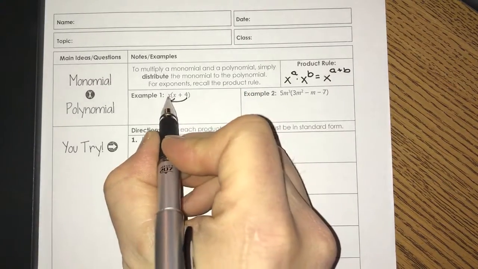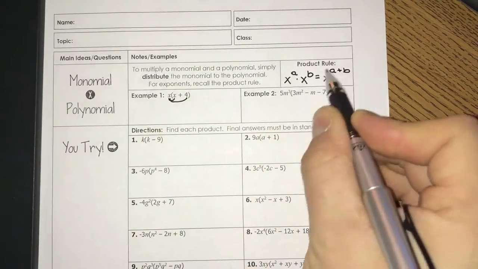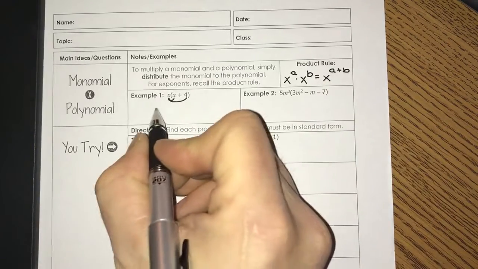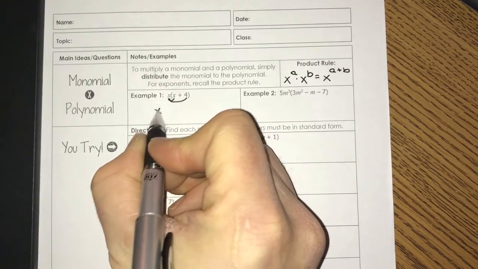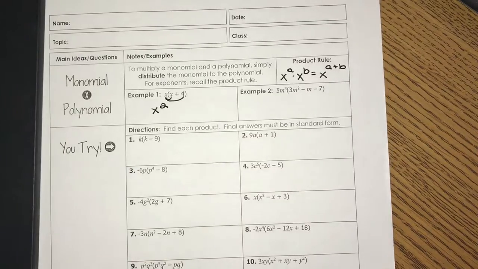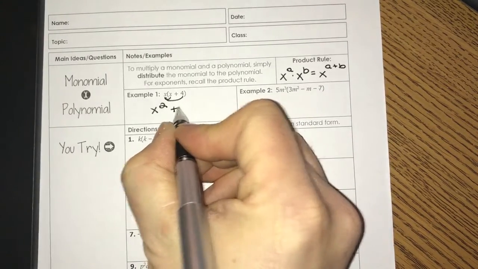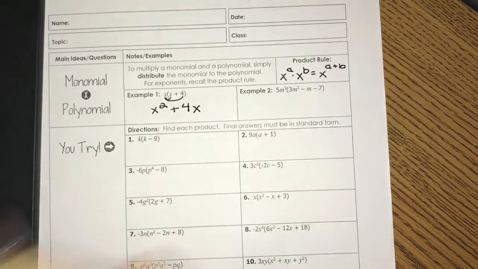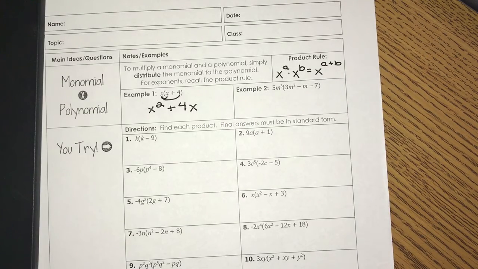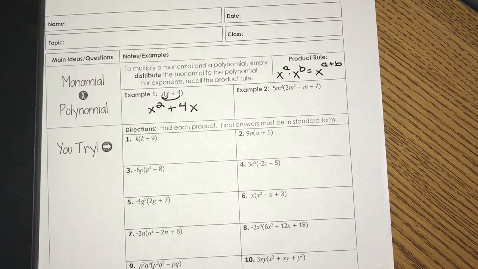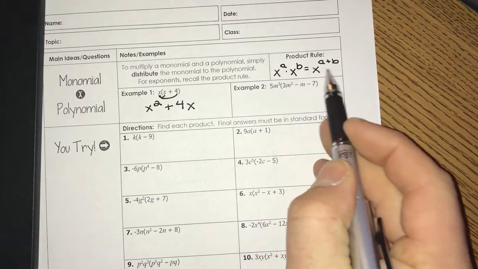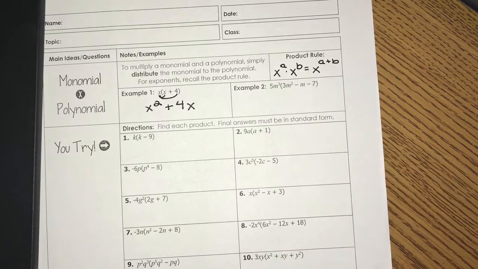Okay. So x times x, you have to use your product rule. What does that become? 1 plus 1 is 2, right? So x squared plus 4x. That's all there is to it today. It's really just a matter of being really careful with your product rule.